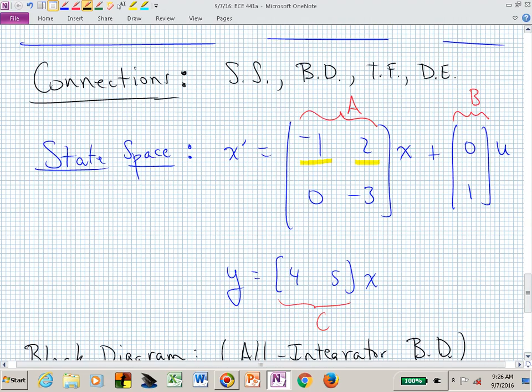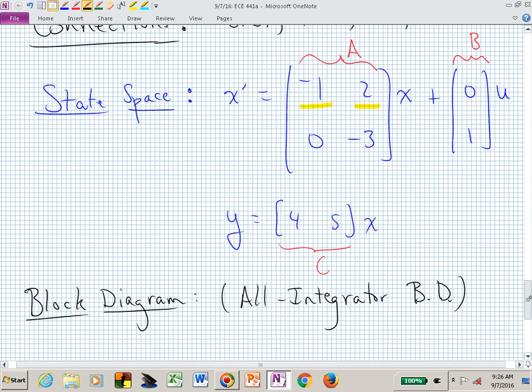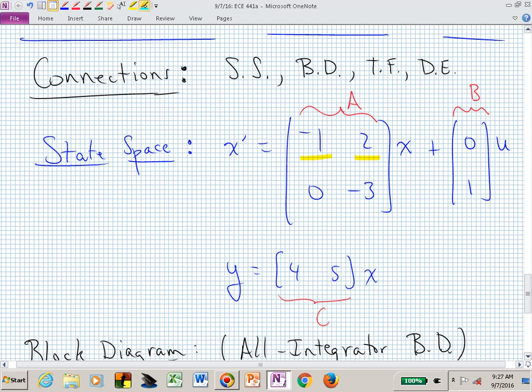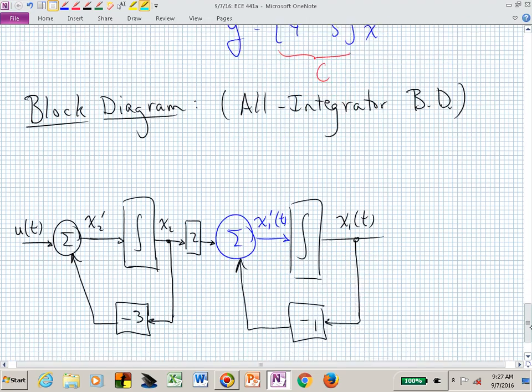is there anything else making up x2 prime? No more states, but we do have an input, don't we? We now have u also making up a part of that. And it's scaled by a 1. So if this was some other value and not a 1, then we would need to put a gain in here.